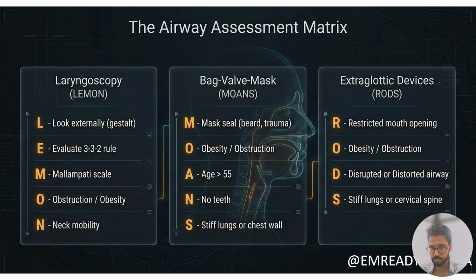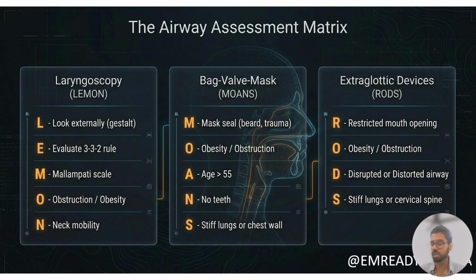Finally, we can look at extraglottic devices. For instance, if we're putting in an LMA or any other extraglottic device that we can use, here we look at RODS. R, restricted mouth opening. So if you're not able to fully open the patient's mouth, that is going to have an impact on how effective your extraglottic device assisted airway is. Similarly, obesity, obstruction, which you're going to see as a commonality here for establishing an airway. D, disrupted or distorted airway. So if you have a trauma, if you have an anatomical distortion, that can have an impact.